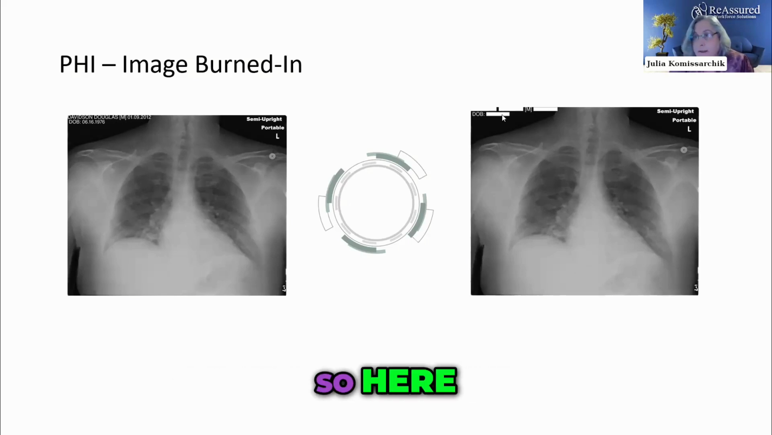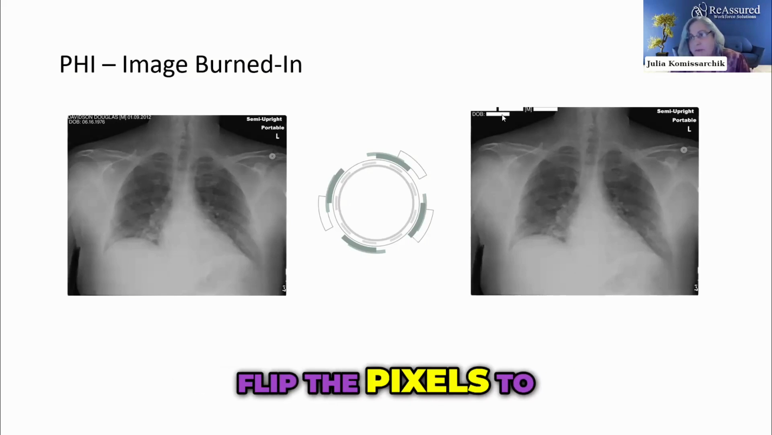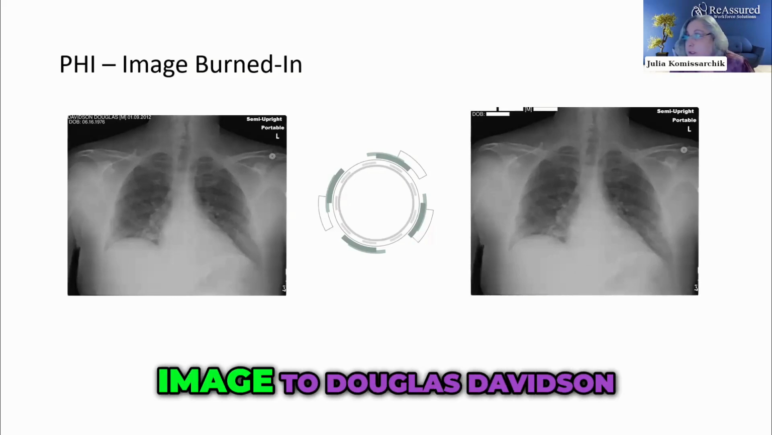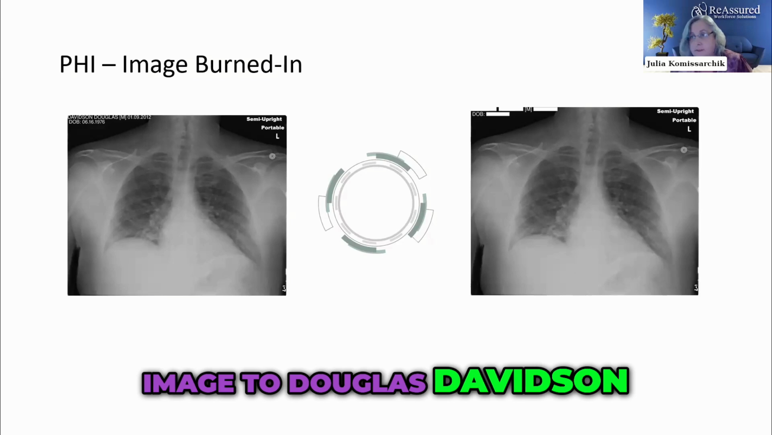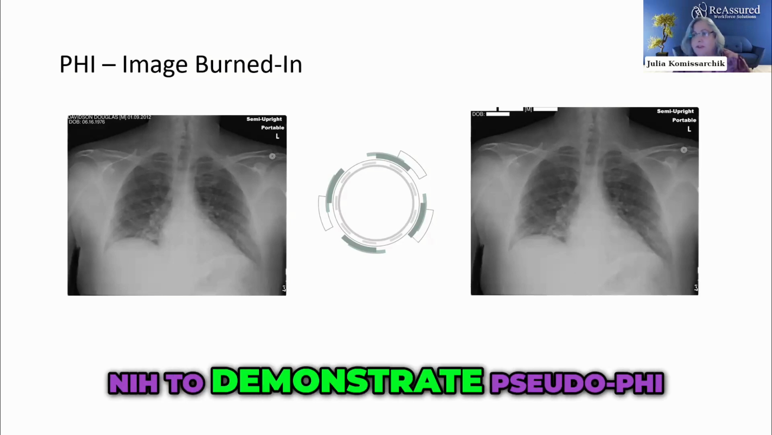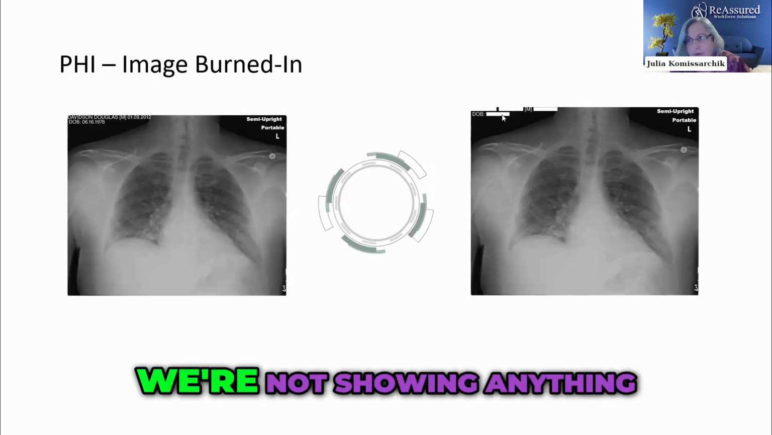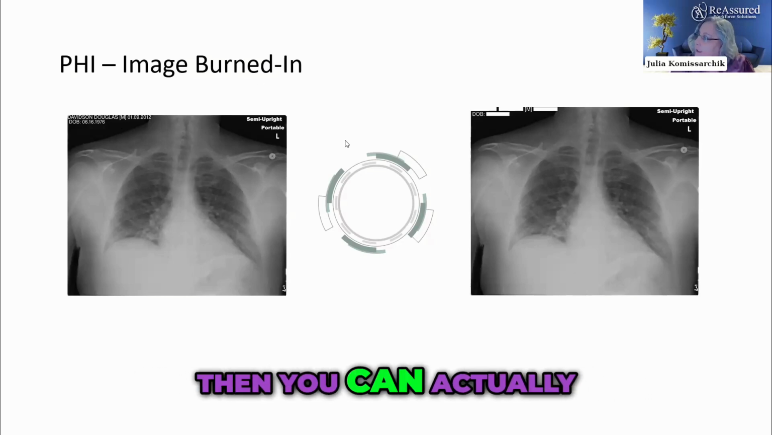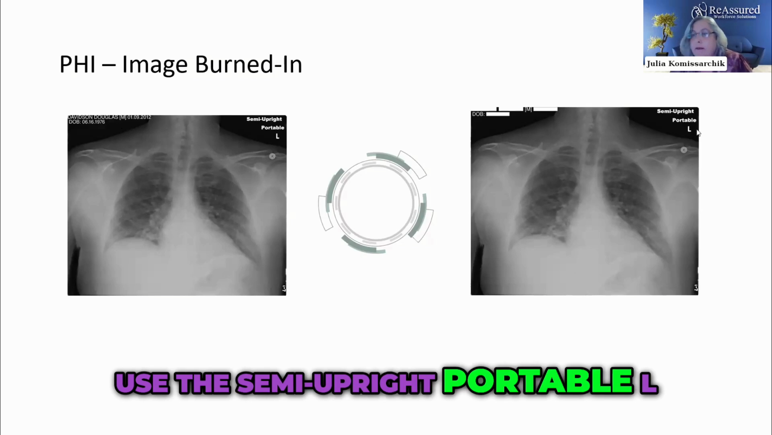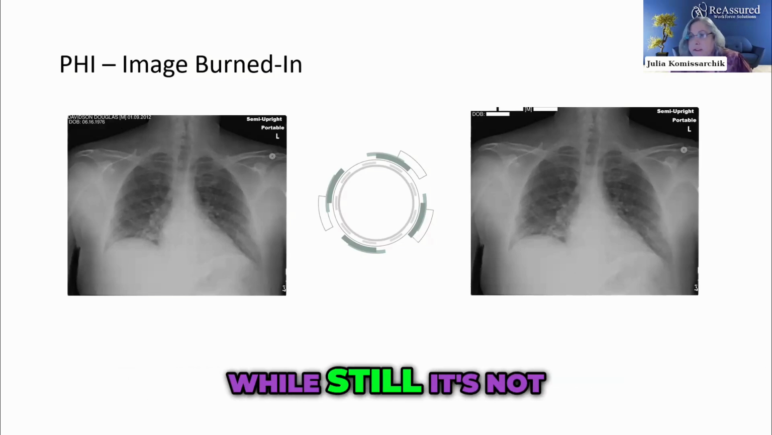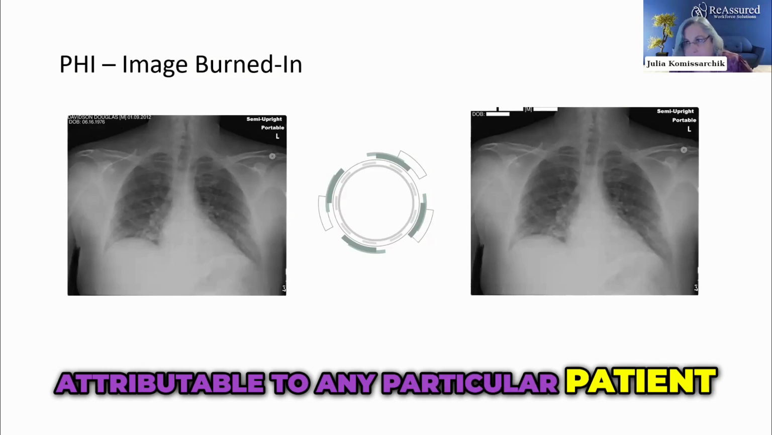So here, you have to flip the pixels to make sure that nobody can hack into this image and attribute it to Douglas Davidson. By the way, this is pseudo PHI. It was created by NIH to demonstrate pseudo PHI, so don't worry, we're not showing anything particularly sensitive. But once it's done, then you can use this semi-upright portable chest X-ray, all this very important information for research, while it's still not attributable to any particular patient.